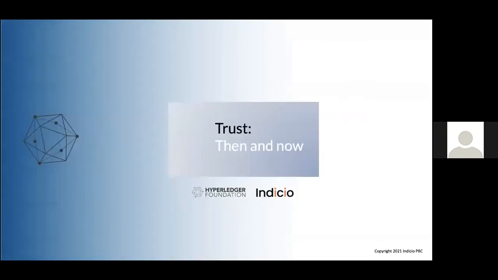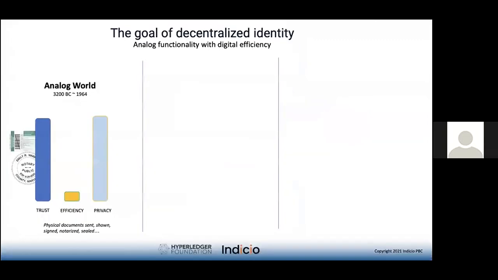So with that, a very brief history lesson on trust and where we've come from and where we are now and where we're headed. In the analog world that I'm speaking of, and I'll throw some dates out there of about 3200 BC when the first writing was recorded that we know of, to roughly 1964, we had a system where it was really easy to trust physical documents because they had some indicator, visual or tactile, of whether a document was authentic.